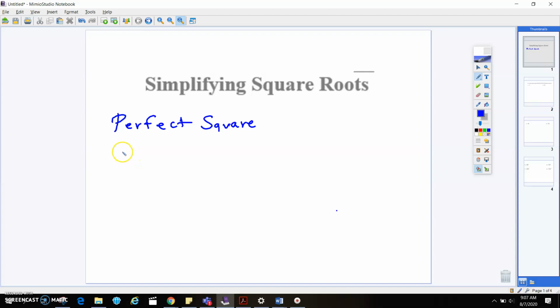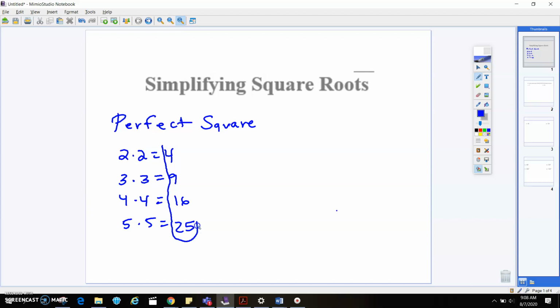So for instance, 2 times 2 gives us 4, and 3 times 3 gives us 9, and 4 times 4 gives us 16. And 5 times 5 gives us 25. So these numbers right here in this column are perfect squares. Okay, so those you need to have memorized.